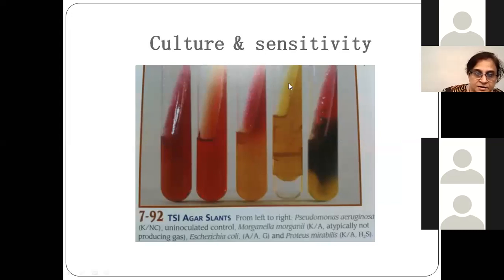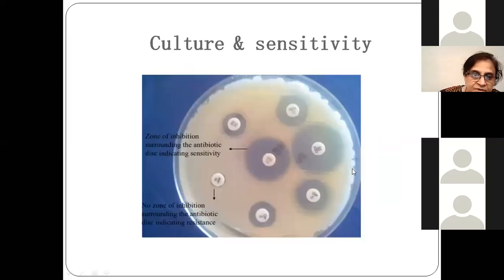After we get the growth on agar plates, biochemical tests are performed in order to identify the different organisms. And finally, this is the sensitivity plate. These are the antibiotic discs which are placed on it. This is a lawn of E. coli. The E. coli is spread over here, and these antibiotic discs are placed.